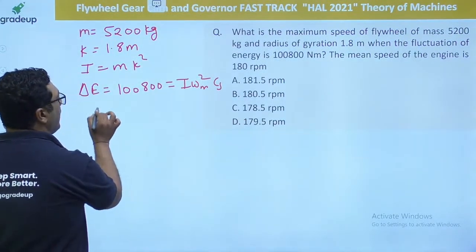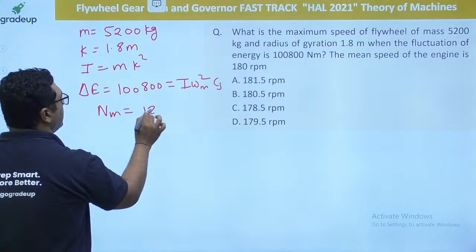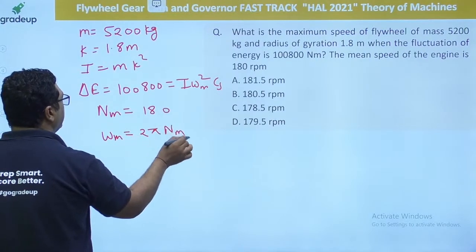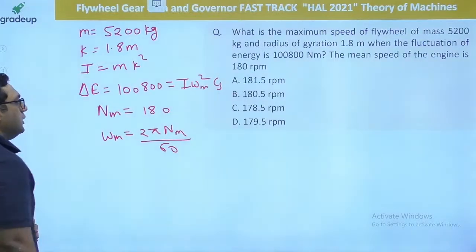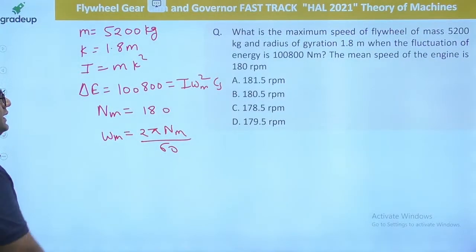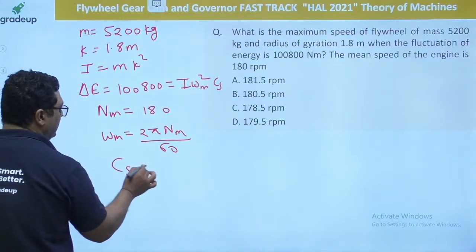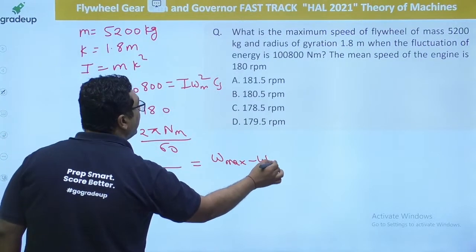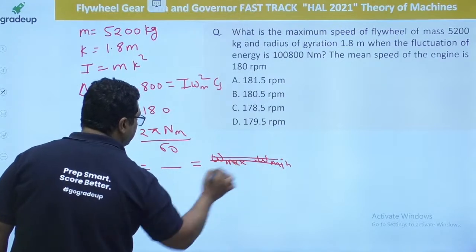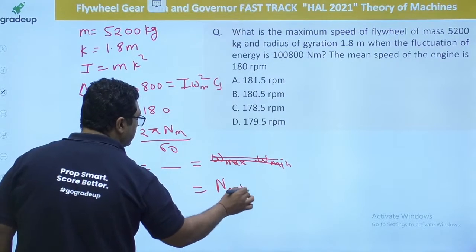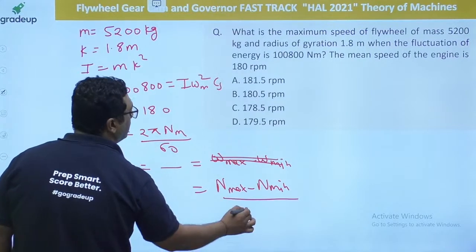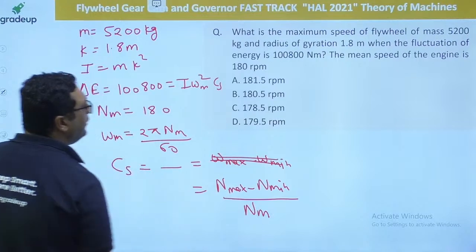N mean is given as 180. You know omega mean is 2 pi N mean by 60. You just need to put the value, and you need to find omega max. Once you get CS, CS is nothing but omega max minus omega mean, and you want the answer in N. So N max minus N mean upon N mean.